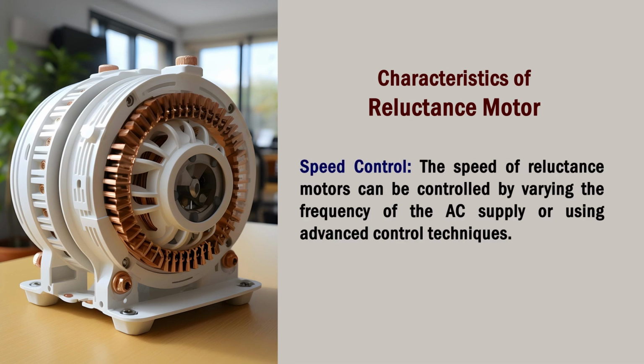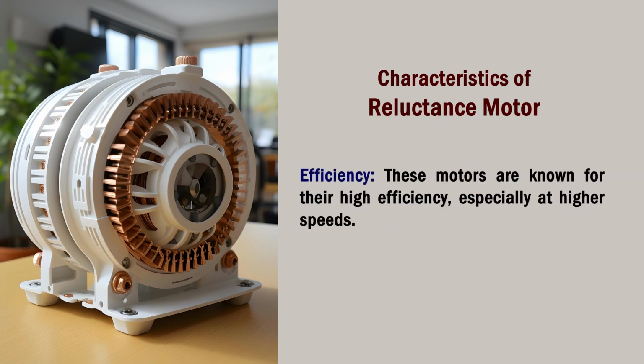The next characteristic is speed control. The speed of reluctance motors can be controlled by varying the frequency of the AC supply or using advanced control techniques. Last is efficiency. These motors are known for their high efficiency, especially at higher speeds.